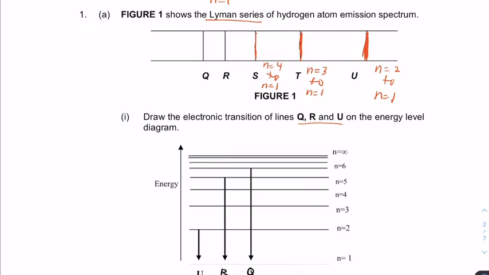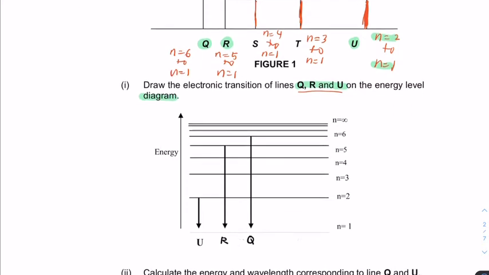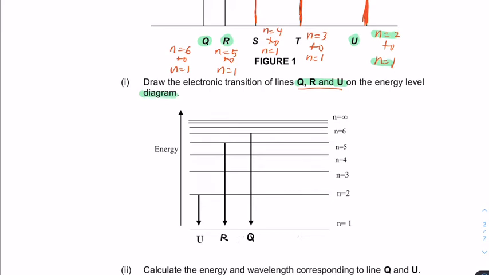Okay, and the question asks you to draw the electronic transition of Q, R, and U on the energy level diagram. Now U we already know, n2 to n1. Then for R, what will it be? Since S is n4, this one will be n5 to n equal to 1, and Q will be n6 to n equal to 1.